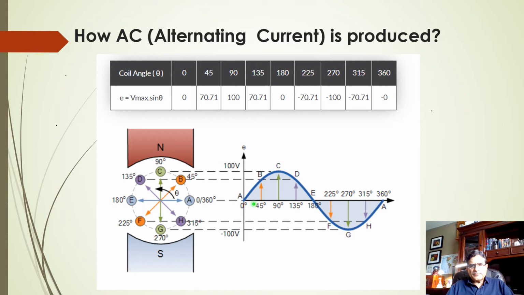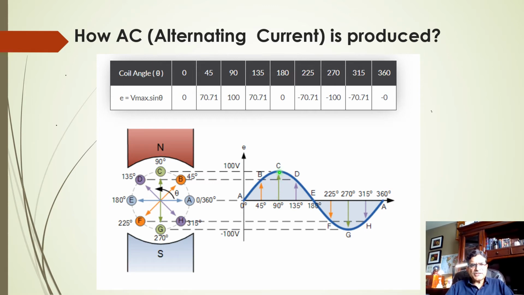So at B, it has moved 45 degrees, and there is a voltage induced, but not the maximum. And that value is the point B here. Now the same coil is now this, which is, it moved another 45 degrees. So it has moved now 90 degrees.